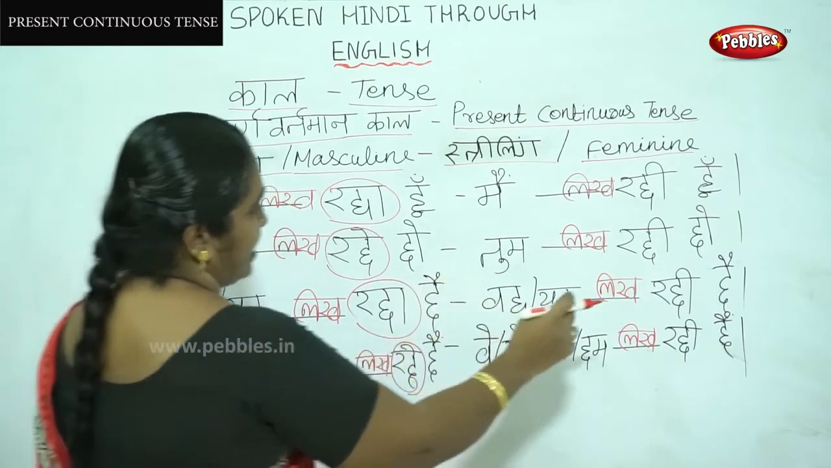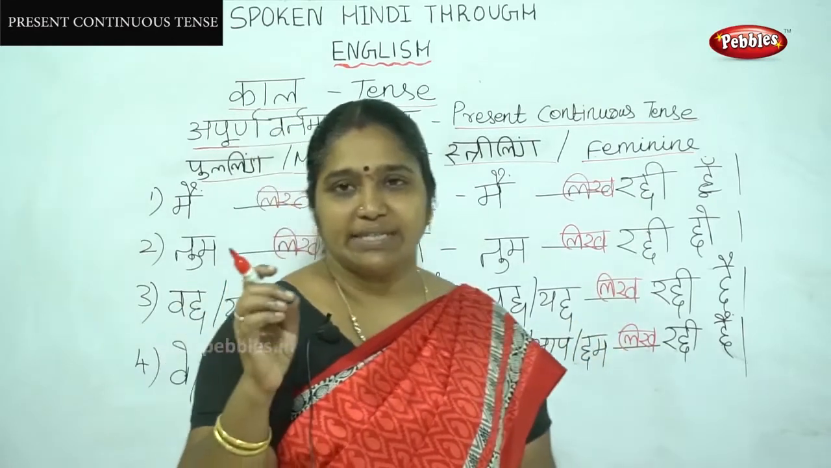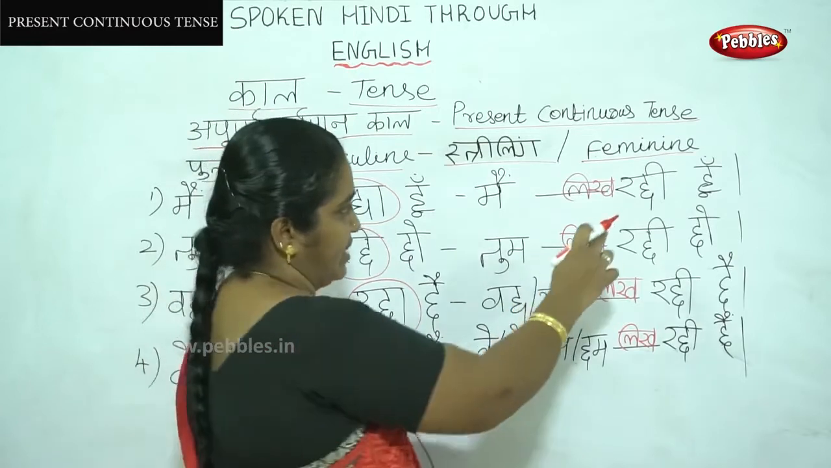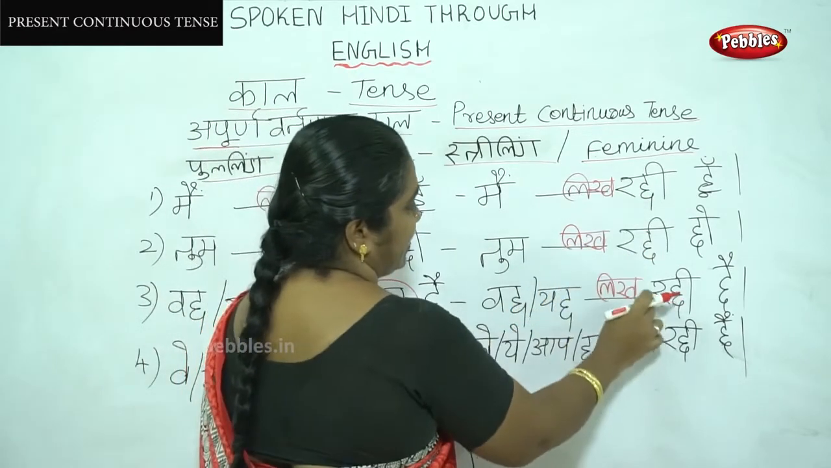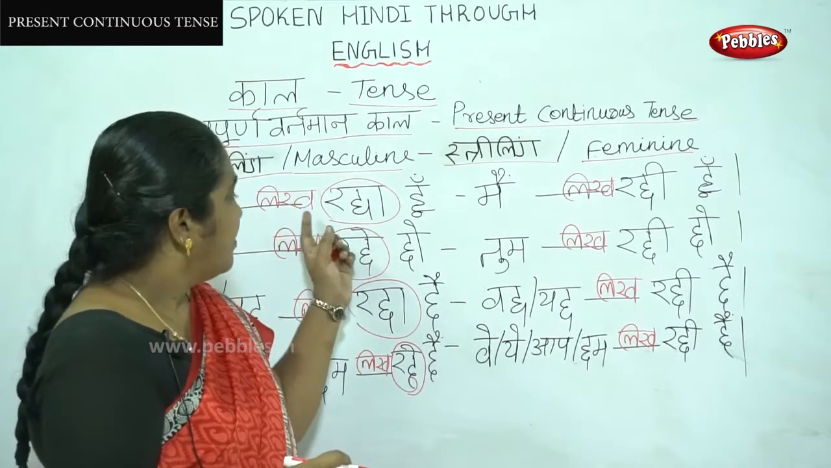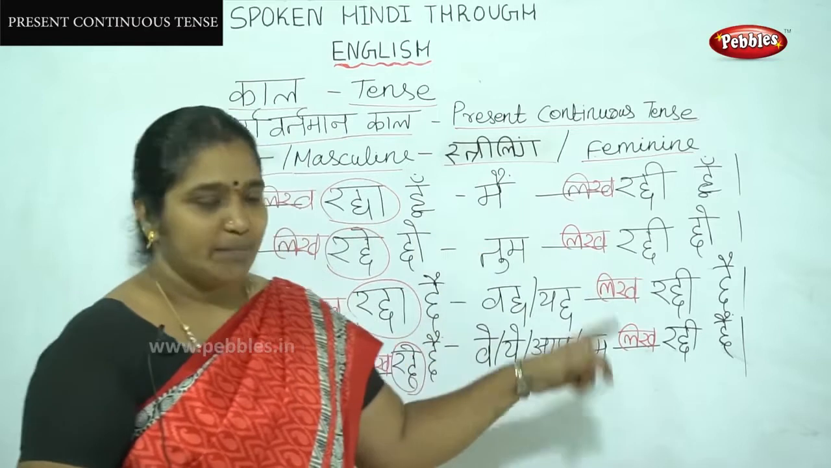Here we can see all. For the feminine first person, second person, third person, we have to write the same, rahi. This is the difference between feminine and masculine.